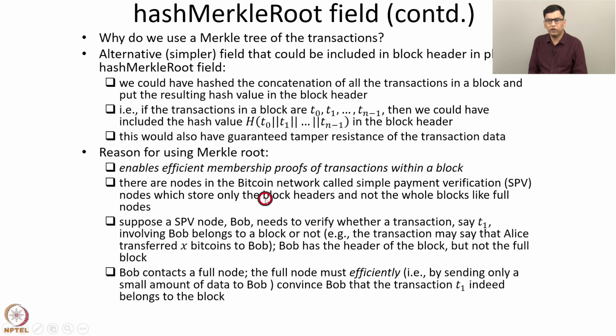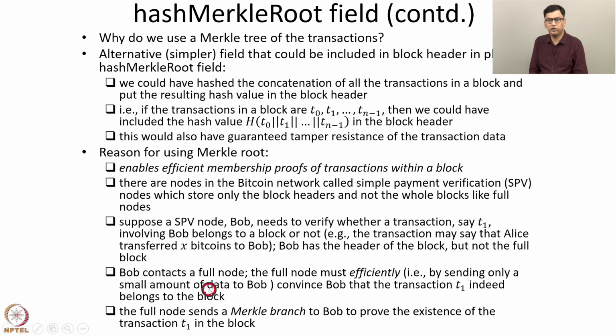Bob contacts a full node and the full node must efficiently convince Bob that the transaction T1 indeed belongs to the block. By efficiently we mean that the full node must just send a small amount of data to Bob, but by examining this small amount of data, Bob must still be convinced that the transaction T1 indeed belongs to the block. How can the full node transfer such a small amount of data to Bob to convince him that the transaction T1 belongs to the block?